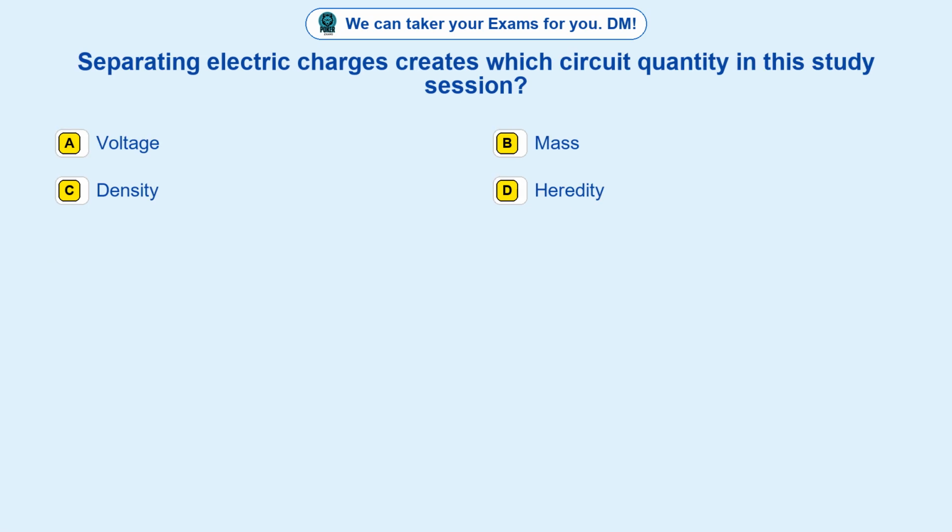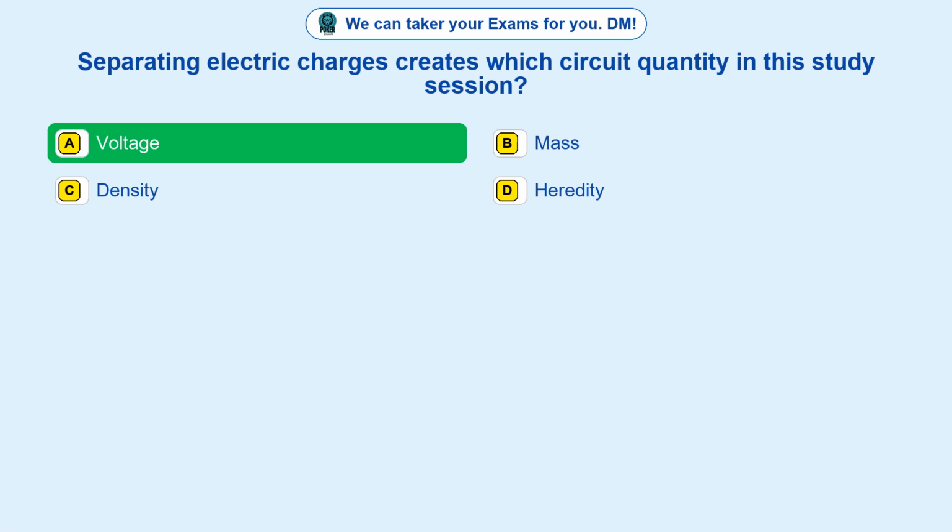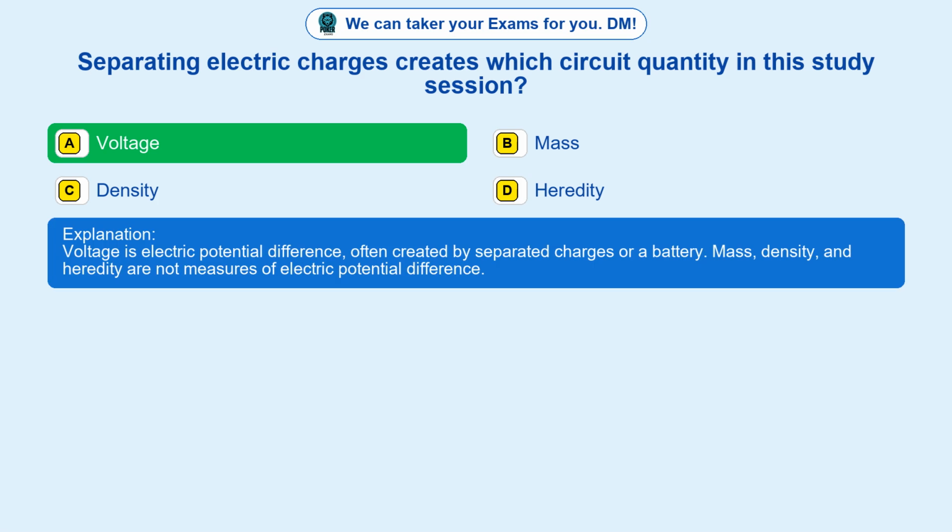Question 70. Separating electric charges creates which circuit quantity in this study session? Option A, voltage. Option B, mass. Option C, density. Option D, heredity. The correct answer is option A. Voltage. Voltage is electric potential difference, often created by separated charges or a battery. Mass, density, and heredity are not measures of electric potential difference.